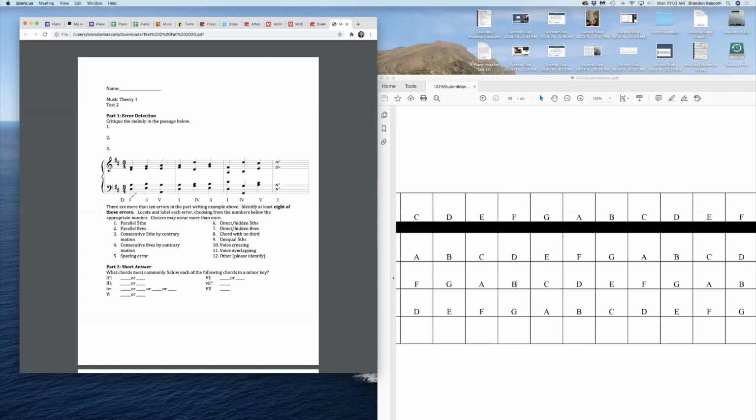Wait, Dr. B, I have a quick question. Yeah. My memory is a bit foggy. Can you refresh me what exactly are we doing on error detection? What's the difference between that one and the 12 below? So this, we're critiquing the melody. Okay. In chapter 5, you might want to go back and review.